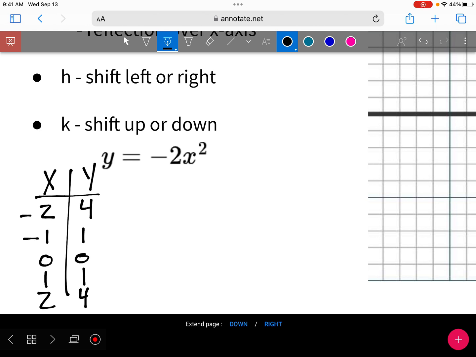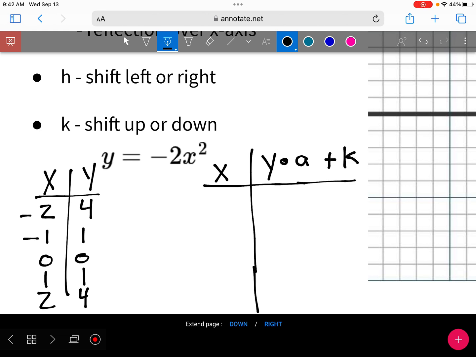When we're doing our transformations, we are going to be taking our x values from our parent table, taking our y values times A plus K. Y times A plus K. When we get to H, we'll do x plus H, y times A plus K. Should be hopefully familiar. X's, right now we're just bringing them over. We don't have any H transformation. On this one, all I have is an A of negative 2.